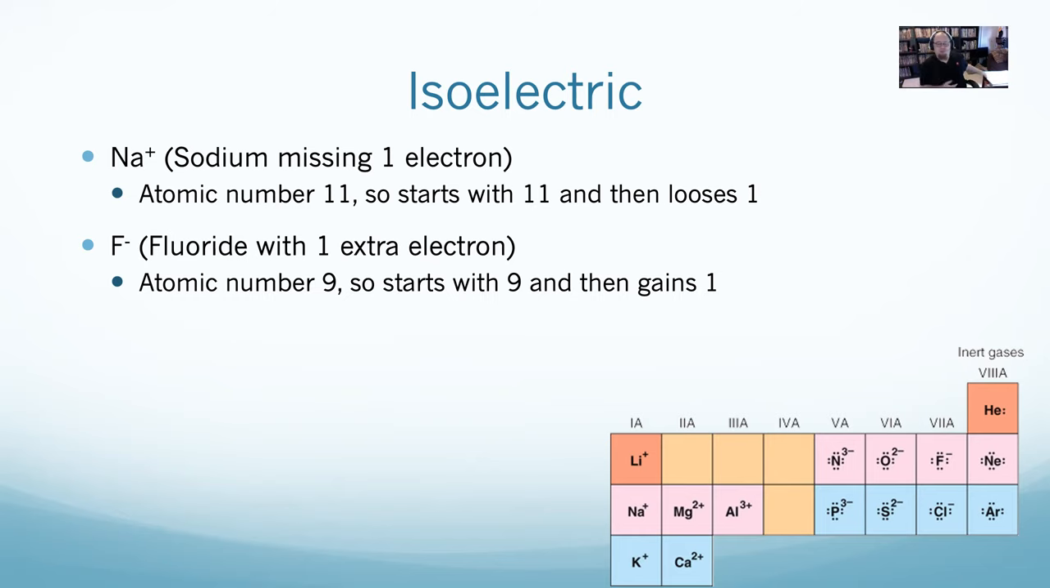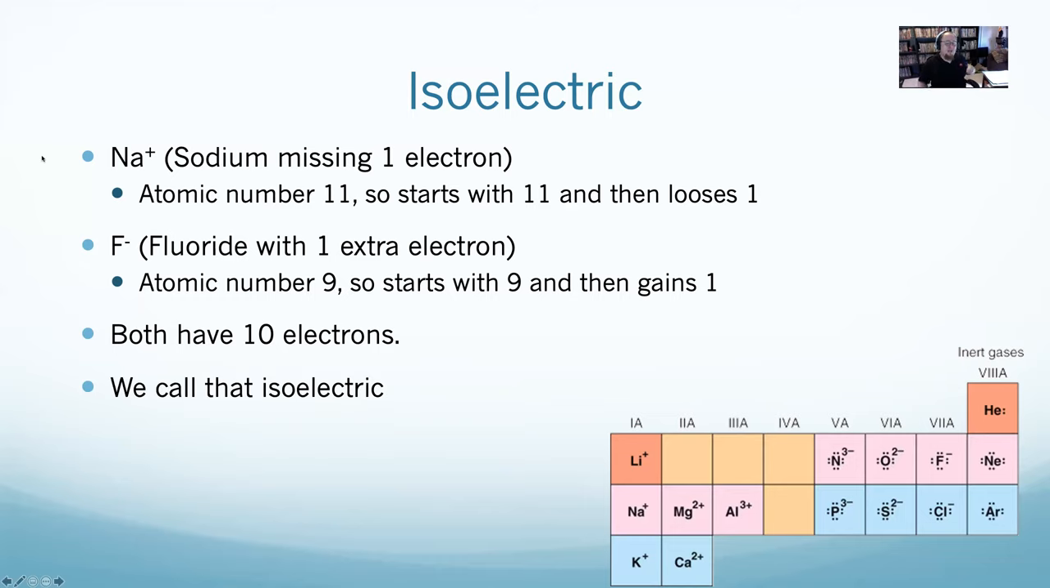Meanwhile, let's talk about fluorine. Fluorine has an atomic number of 9, so it starts with 9 protons and 9 electrons. When fluorine ionizes, it gains an electron, so it goes from 9 electrons to 10. Both the sodium ion and the fluorine ion have 10 electrons. The atoms are different, with 11 and 9 respectively, but once they're ionized, they each have 10. We say sodium and fluorine ions are isoelectronic. Isoelectronic just means same number of electrons.